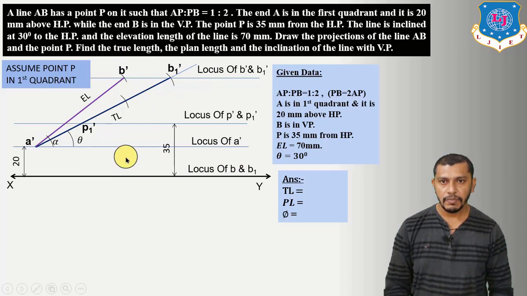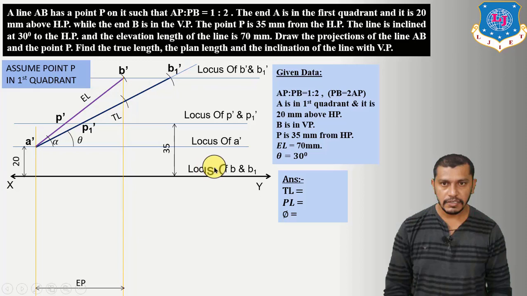Now we have to find the plan length and the corresponding true length on the plan side. So let's try. First of all, draw the end projectors of line AB. From A dash, draw a line, that will be the projector of A, and from B dash, draw a vertical line, that will be the projector of B. On this projector we will get the plan of point A, and on that projector we will get the plan of point B.